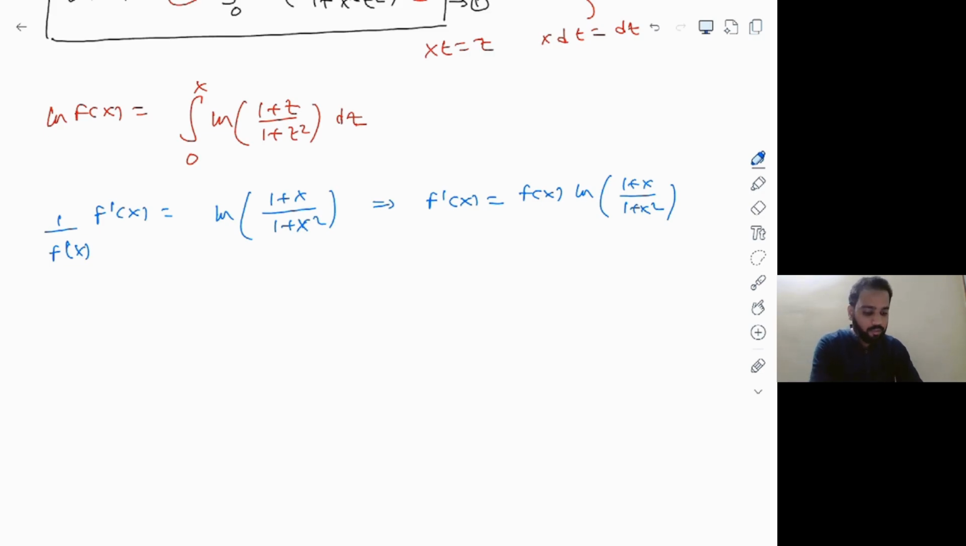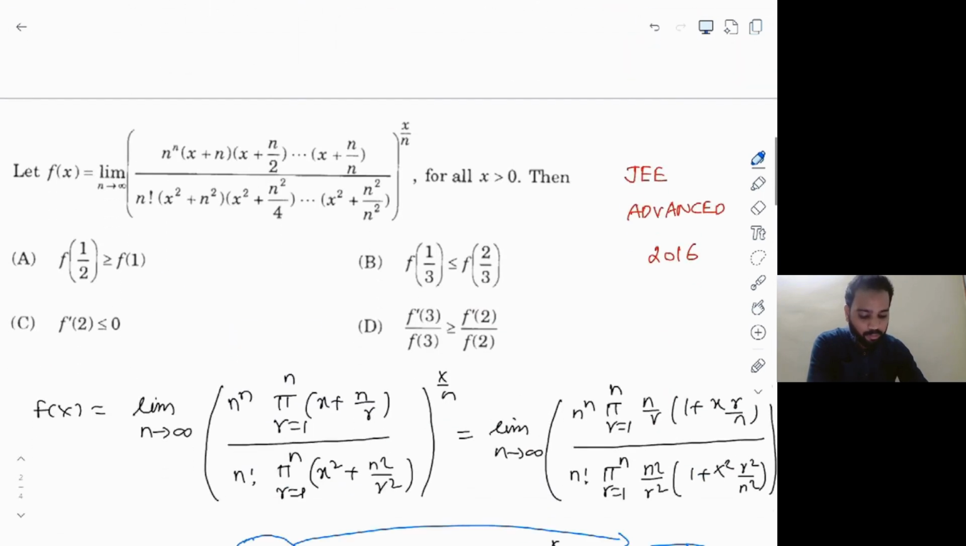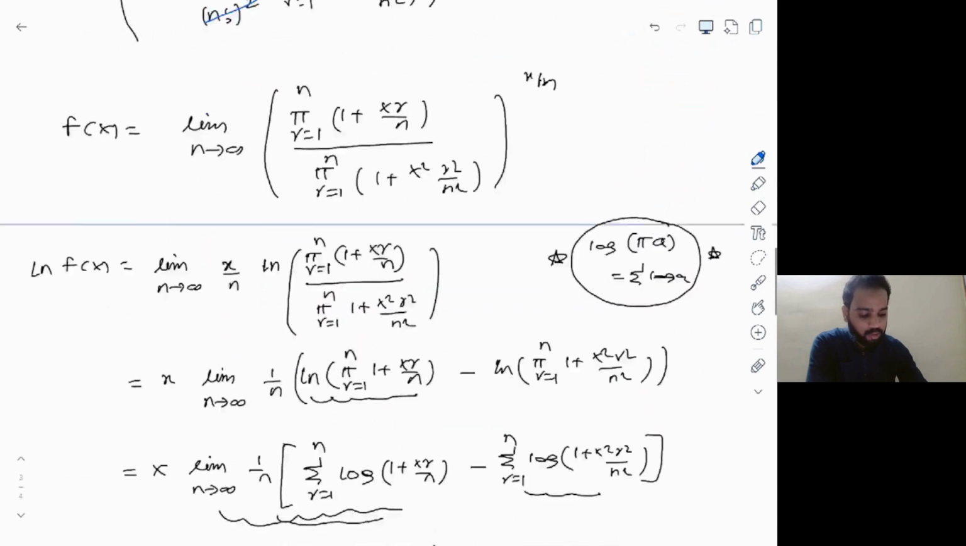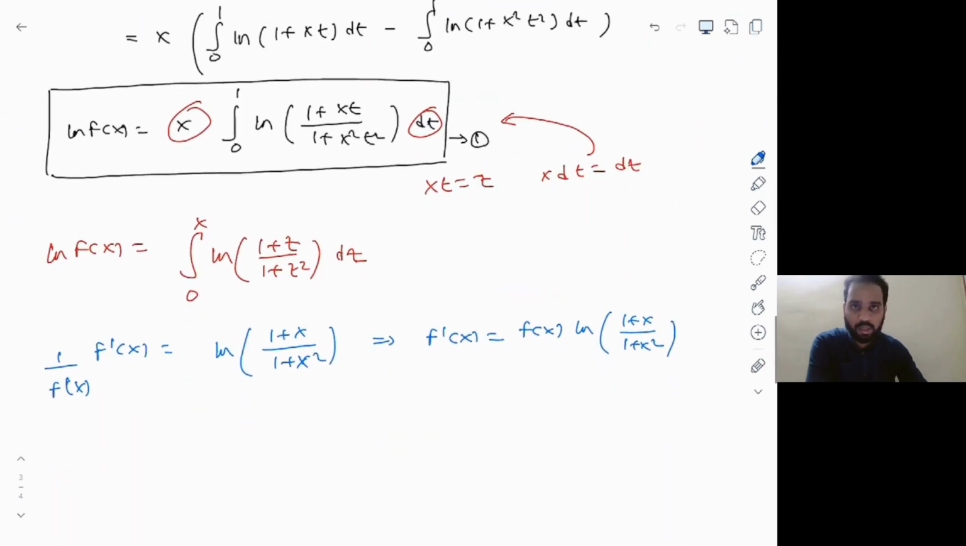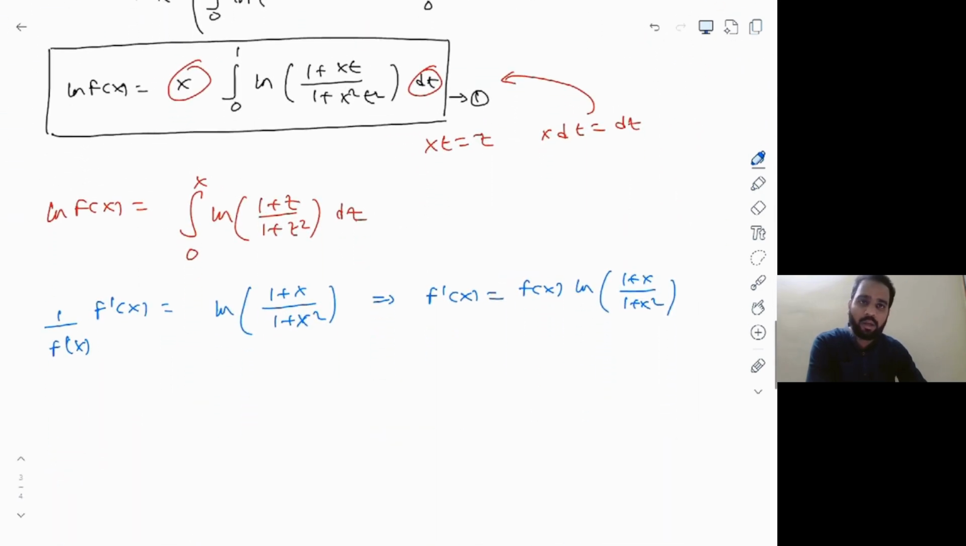Okay, now first thing, I'm going to find out the critical points of this function, because when you want to compare the functional values in this way in option A and B, we should know whether it is going to be an increasing or decreasing function, and in what interval it is increasing or decreasing.